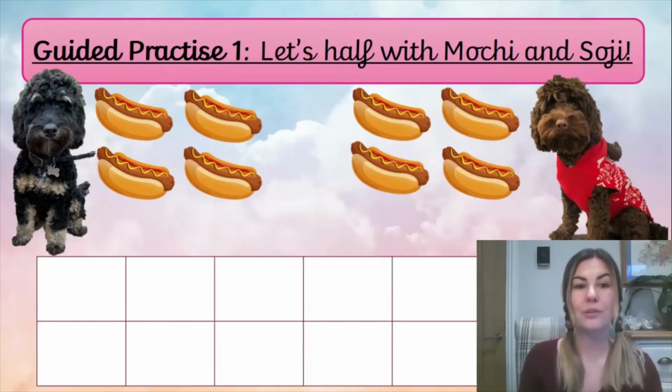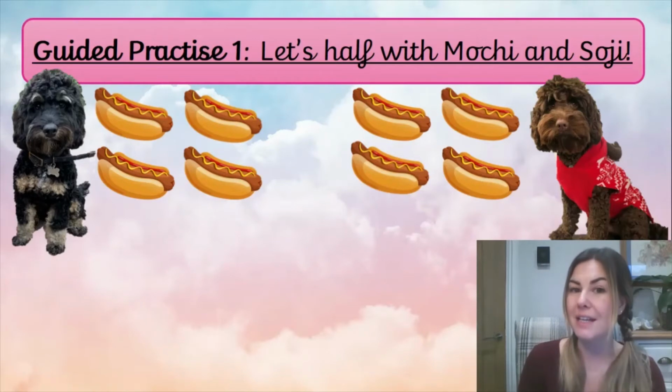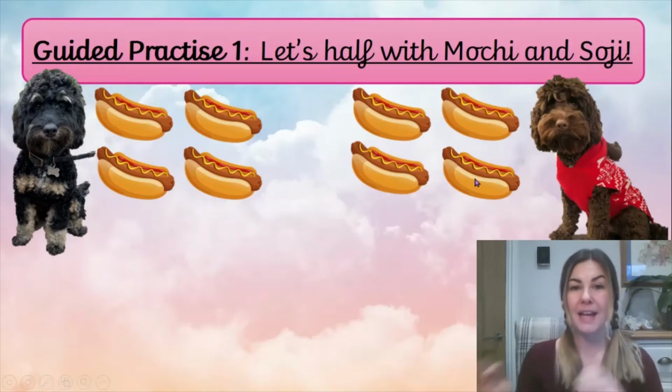Now all the hot dogs are gone. So, how many hot dogs do they have each? Well, Mochi has 4 hot dogs. Count with me. 1, 2, 3, 4. And Soji has 4 hot dogs. Count with me. 1, 2, 3, 4. They have 4 each.